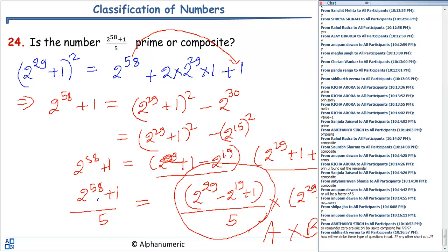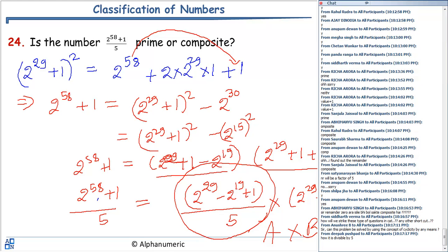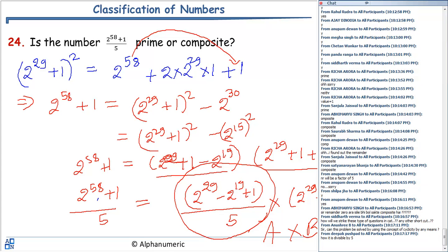नहीं अभिमन्यु, remainder 0 आ रहा है doesn't mean it is a composite. Remainder 0 आ रहा है, it means that number is a multiple of 5. No, Anusri, the question is what? You all are taking it differently. The question is not asking about the remainder. The question is simply 2 raised to power 58 plus 1 by 5. This is one natural number n. ये n prime है या composite है, not the remainder when it is divided by 5.